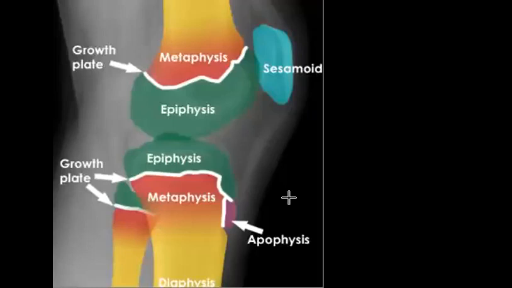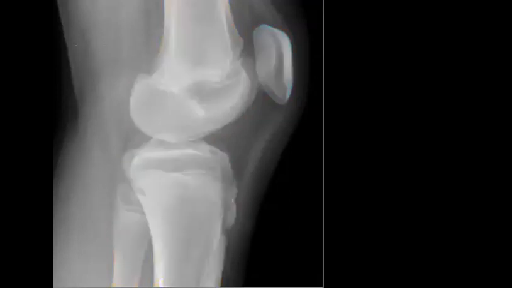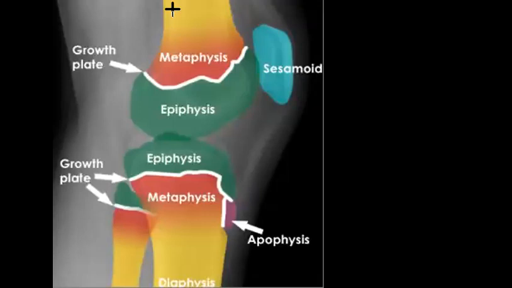In the exam, it's good to see these drawings and illustrations of the bone. You should consider the patella as one of the sesamoid bones. Ensure that you know this is the metaphysis, the growth plate, and the epiphysis, and this is what is called the apophysis, and finally the diaphysis.